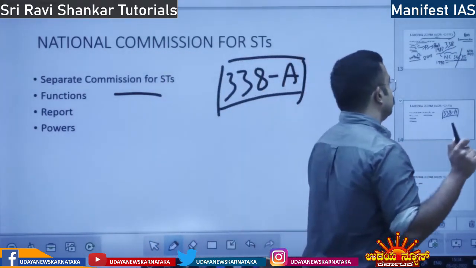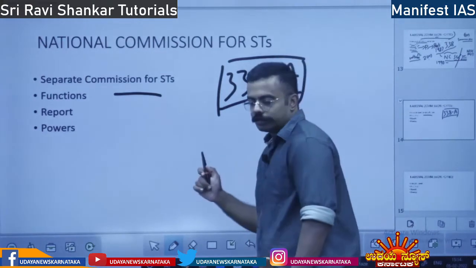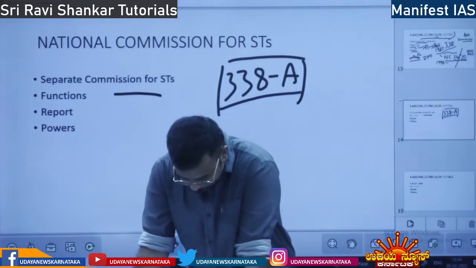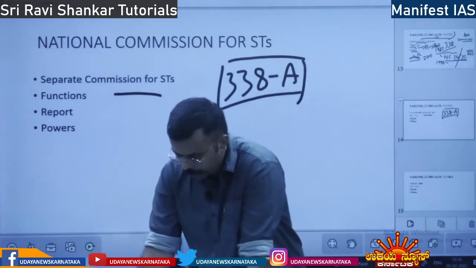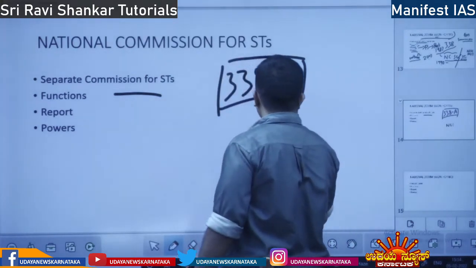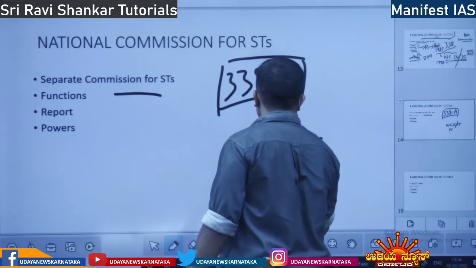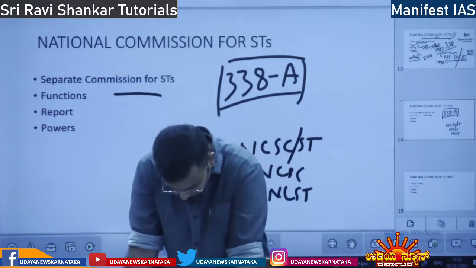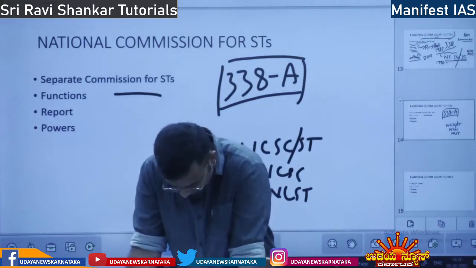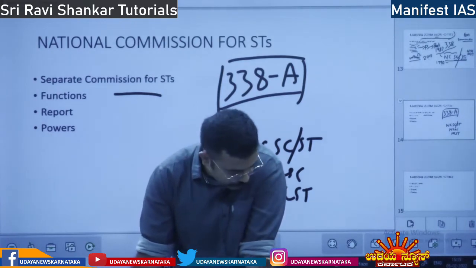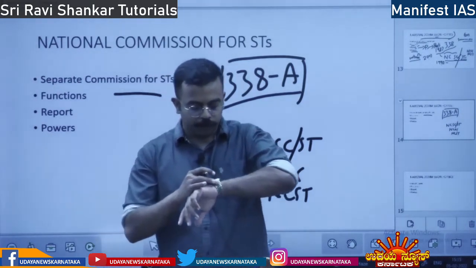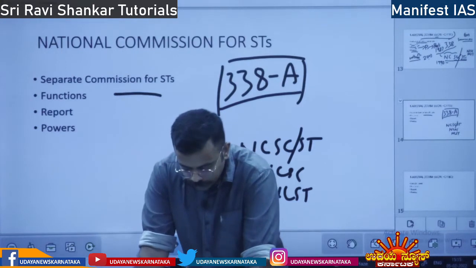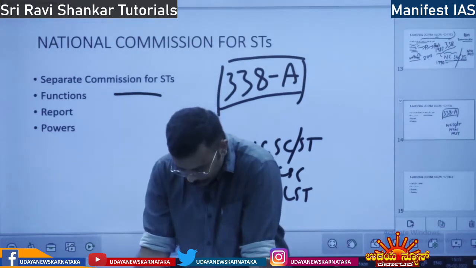Okay. Separate commission. I already told you the National Commission of Scheduled Castes and Scheduled Tribes, both of them got constitutional status in 1990. When did both of them get separated? They got separated in the year 2003, into NCSC and NCST. So why a separate body for STs? Because the scheduled tribes, that is the tribal population, are different culturally and geographically. They are comparatively different compared to the scheduled castes.